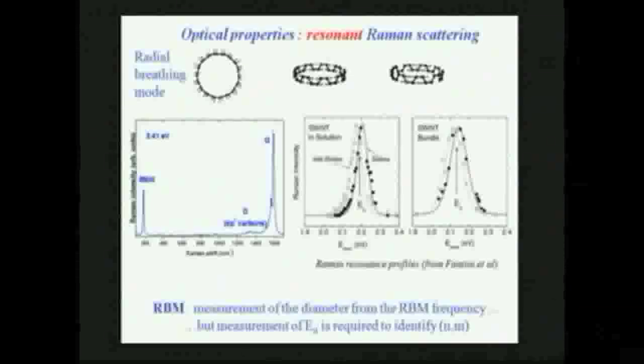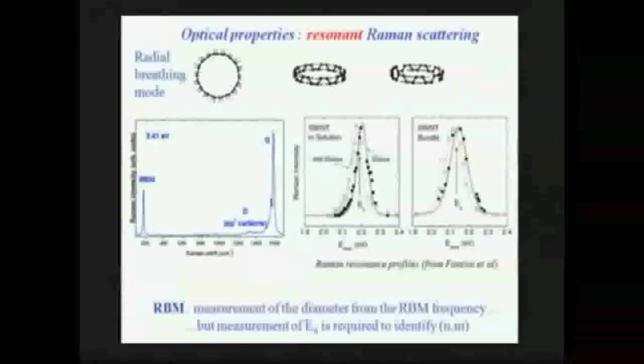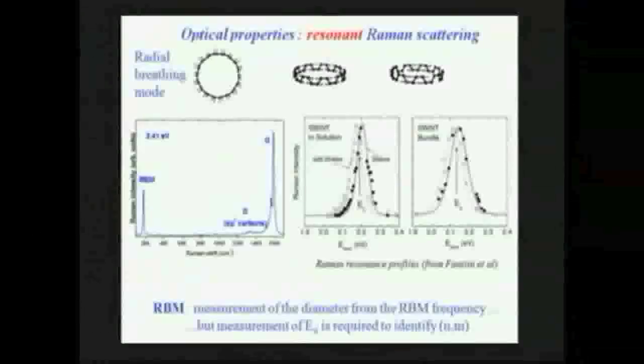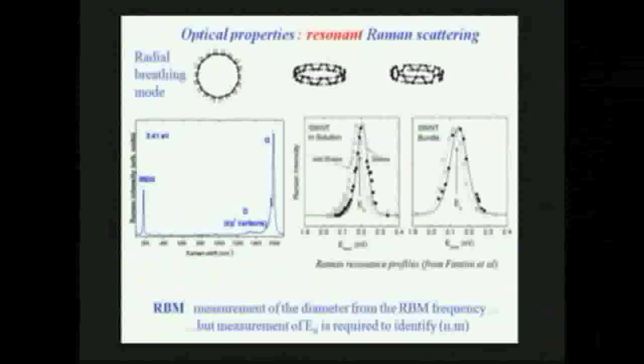So these were measurements on individual nanotubes, and these were measurements of nanotubes in bundles from the group of Jorio in Belo Horizonte, Brazil. What you can also observe is that the resonance energy is slightly different when you have individual nanotubes and when you have nanotubes in bundles. It's not exactly the same position. So this is also an illustration of the effect of environment on the electronic properties. Once again, if you want to use the Kataura plot, you have to consider this effect of environment.